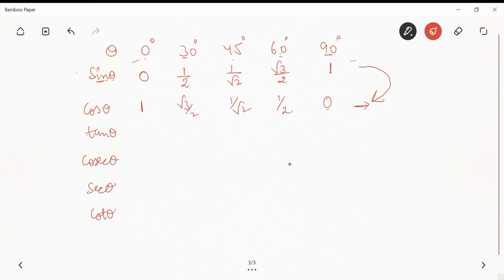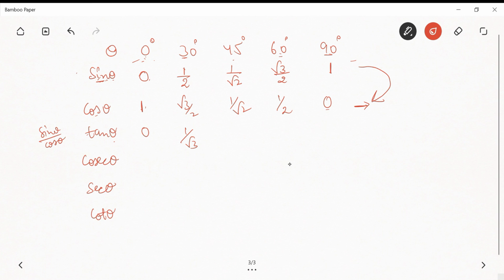Now tan theta, we know that tan theta is sine theta by cos theta. So just divide the two values given to you. Tan 0 is equal to sine 0 divided by cos 0. Now we know that 0 by 1 will give you 0. Now tan 30 degree is sine 30 degree divided by cos 30 degree. Okay. So 1 by 2 divided by root 3 by 2. So you will get 1 by root 3.